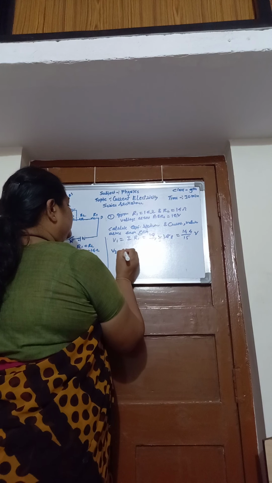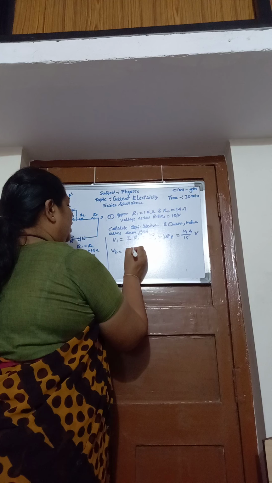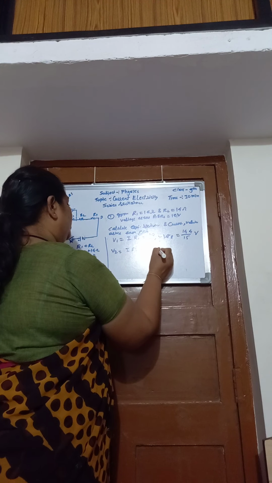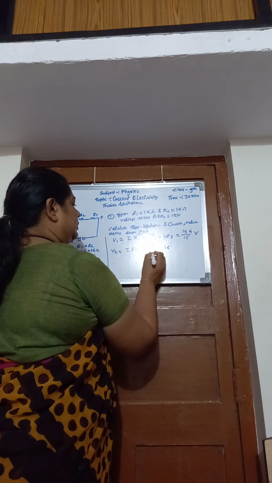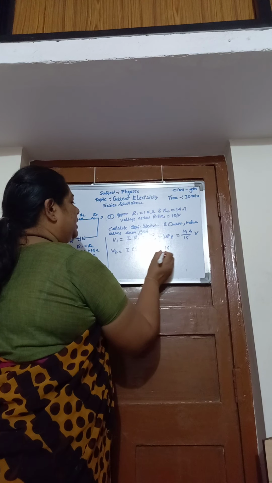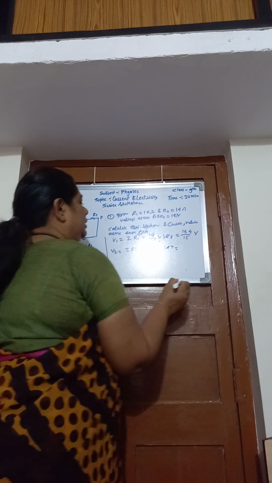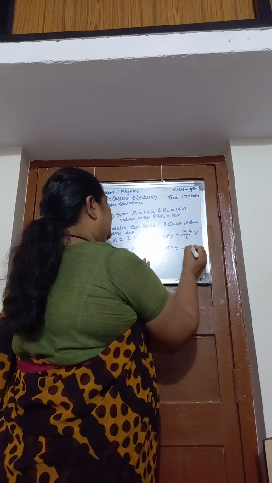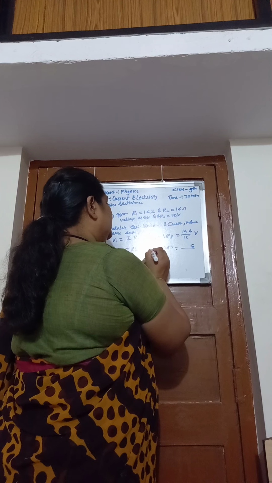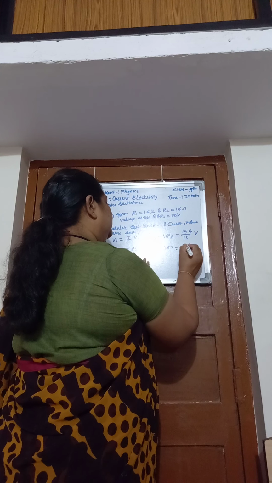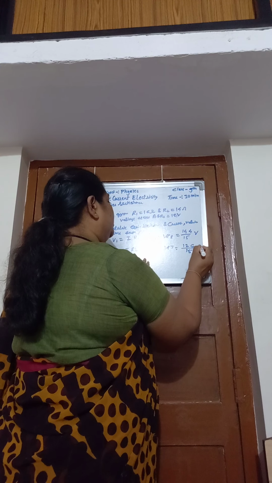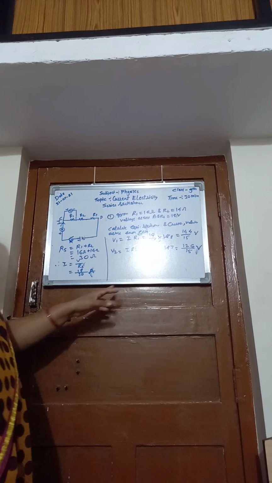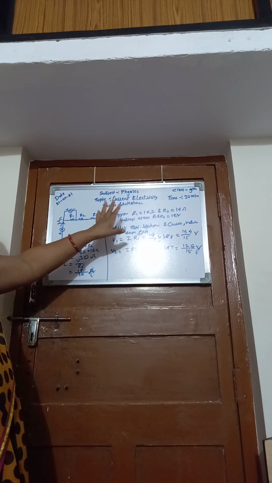V2 equal to I into R2, I is 18 upon 30 into R2 is 14 ohm. 18 into 7 is 8 7s are 56. 7 1s are 7, 7 plus 5. 126 upon 15 volt. Okay, got it up to this? These are problems based on series resistances.